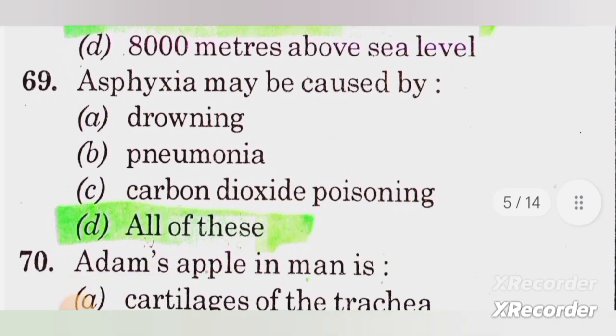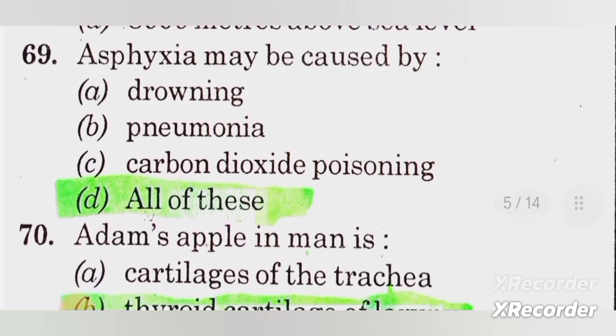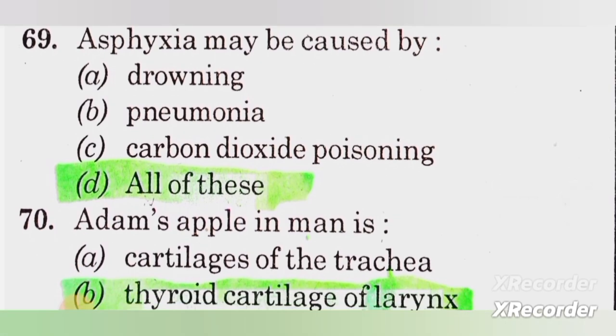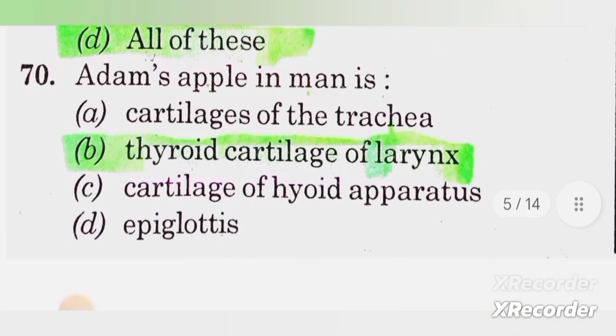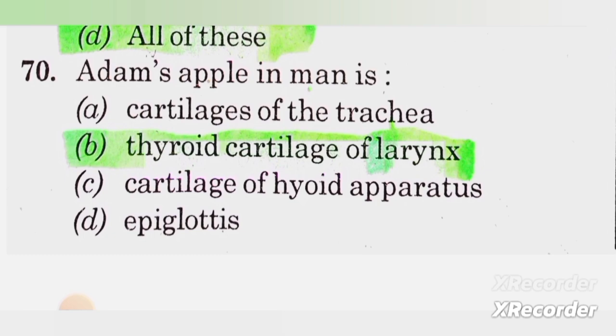Next, 69. Asphyxia may be caused by answer D, all of this: drowning, pneumonia, carbon dioxide poisoning. Next, 70. Adam's apple in man is answer B, thyroid cartilage of larynx.